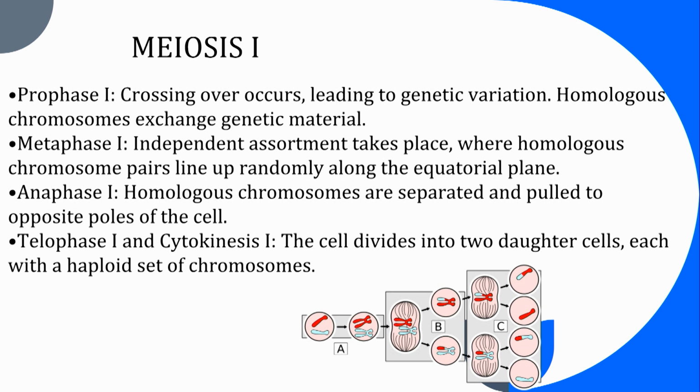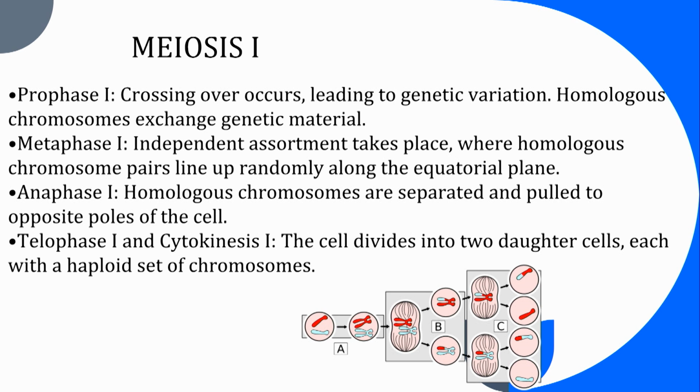Okay, in metaphase 1, this is just like in mitosis. The key word you really want to know for metaphase is middle. Things are going to line up in the middle. But a really important step is going to happen here. It's called independent assortment, and I'll talk about that more on the next slide.